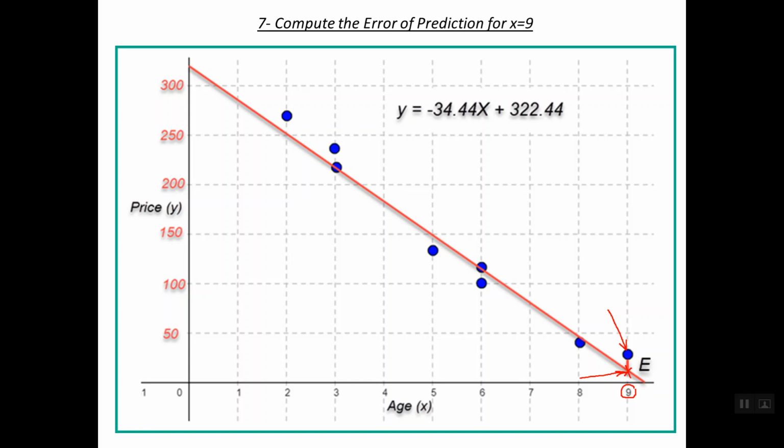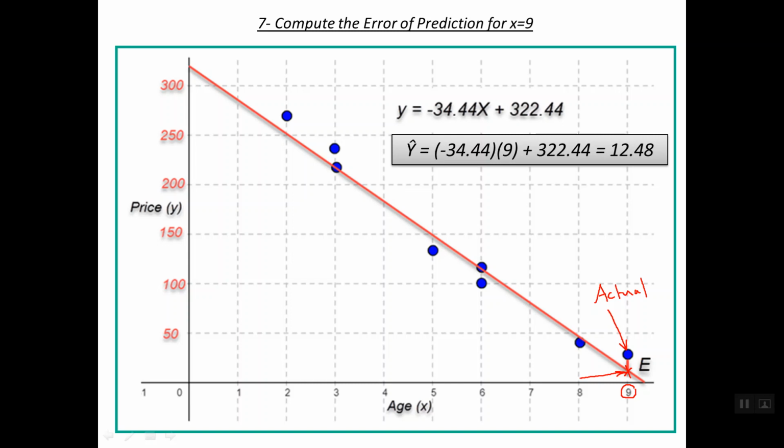So this is the actual value. It is already known. What is needed from us is to compute the predicted value. So we can use the regression line formula and put in x equal 9. So the value is simply 12.48.